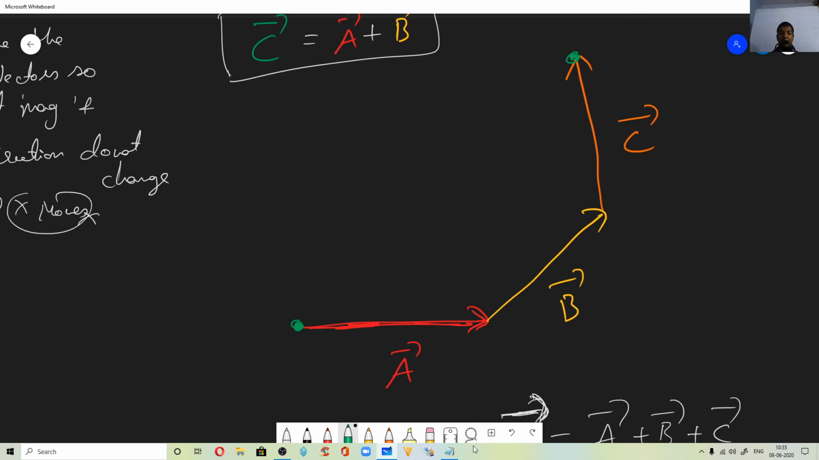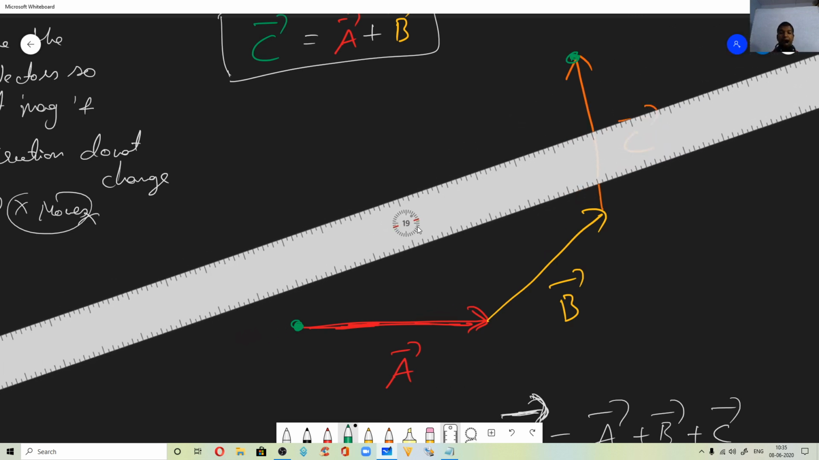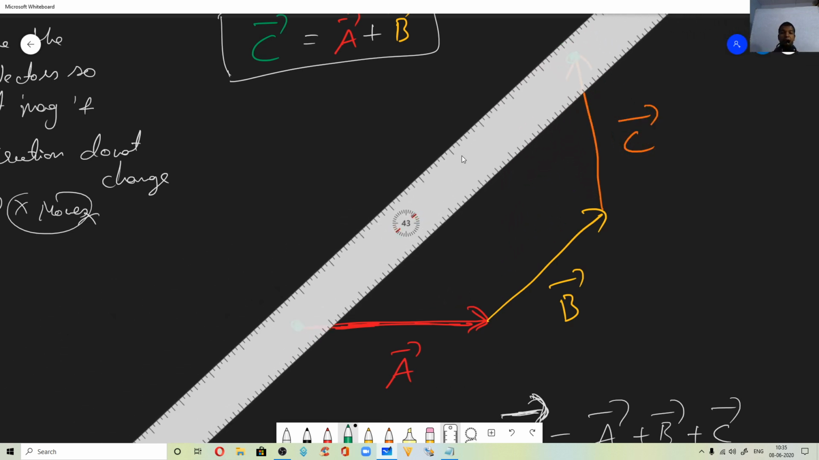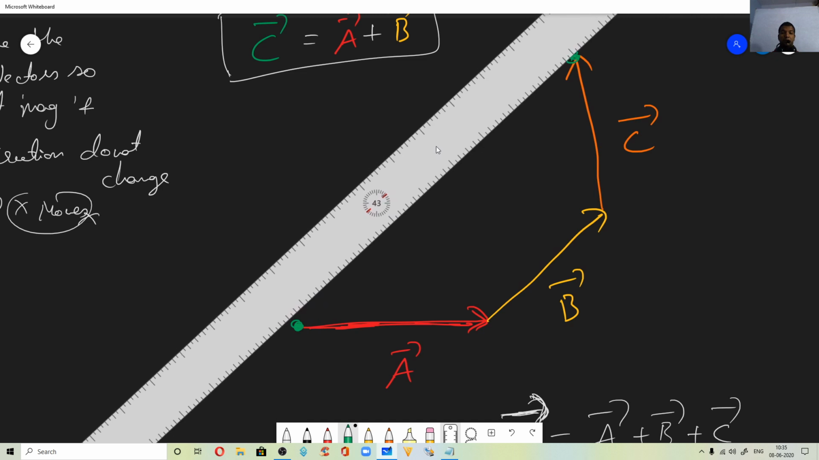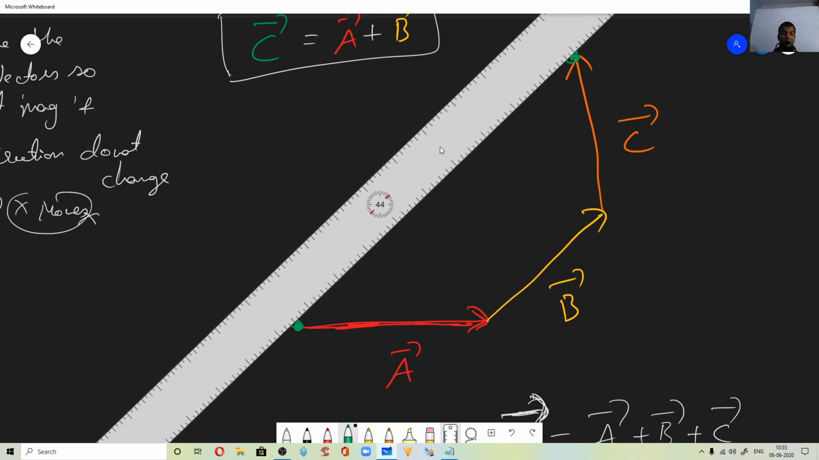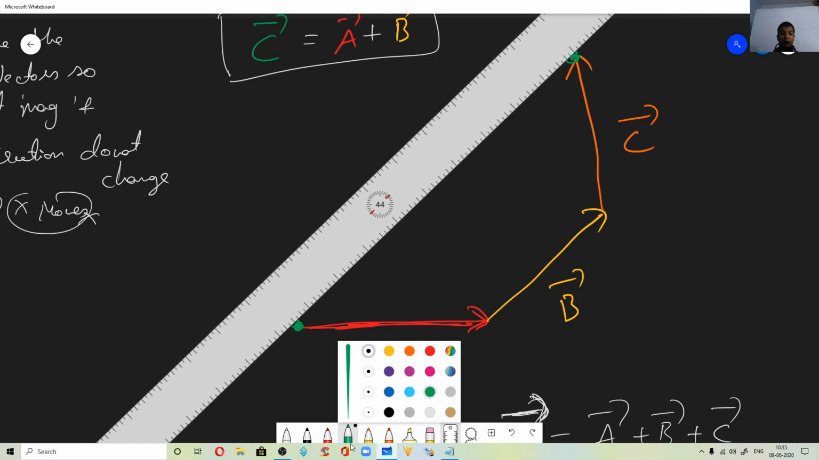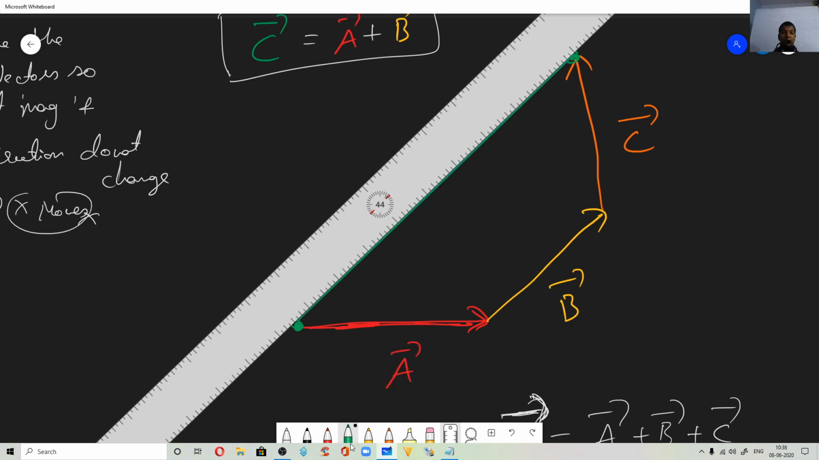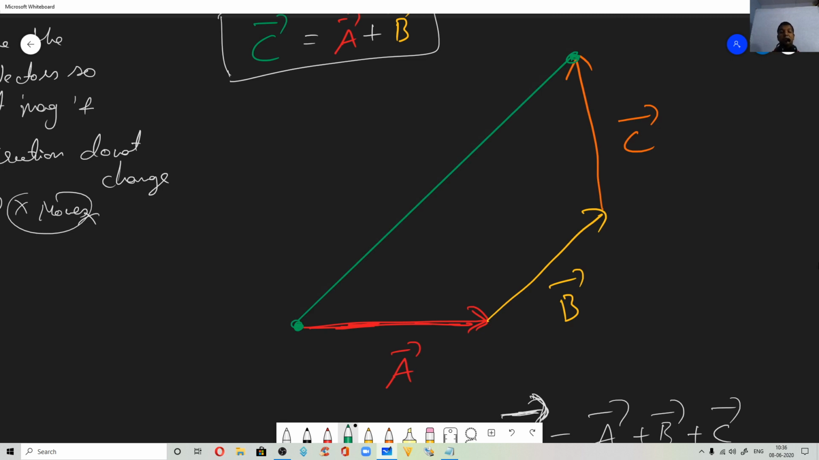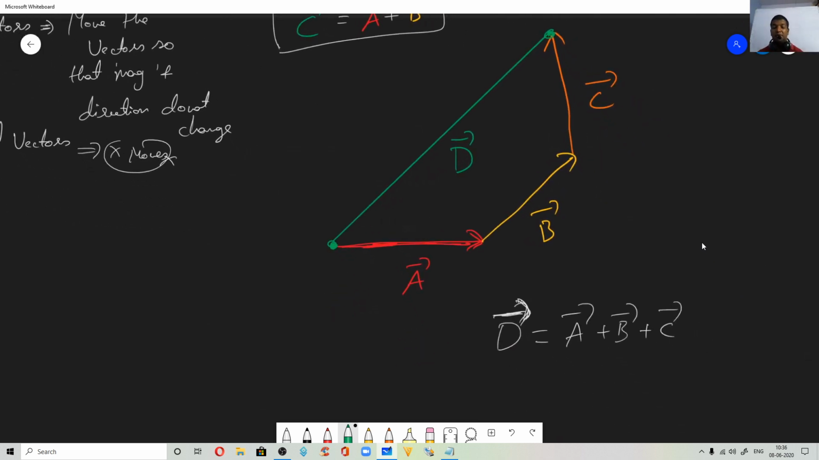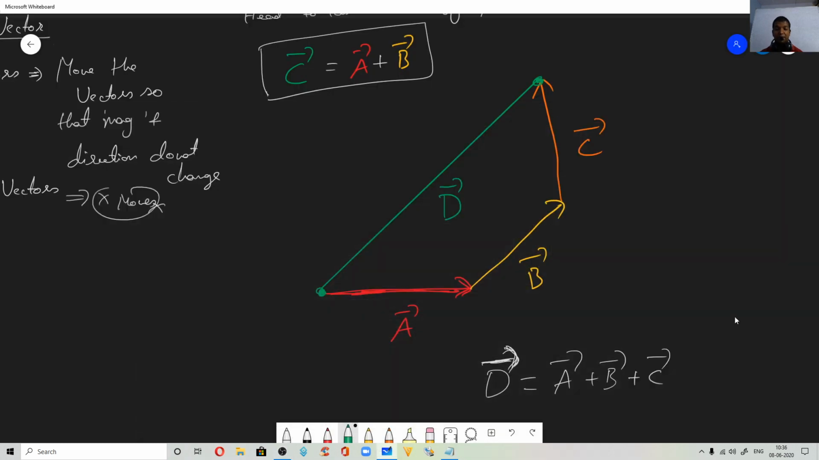So this is how we can draw it. This is vector D. So this is about addition of vectors. Now there are a few properties of addition of vectors, which we'll see.